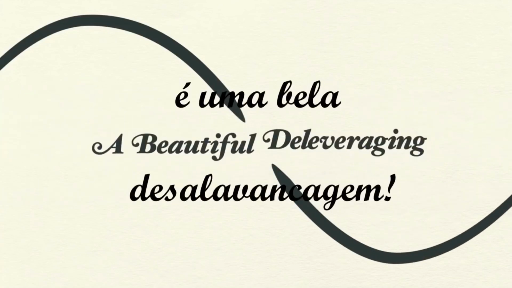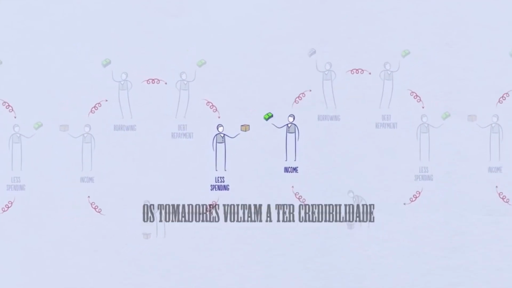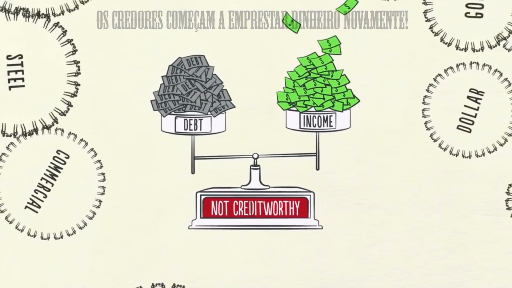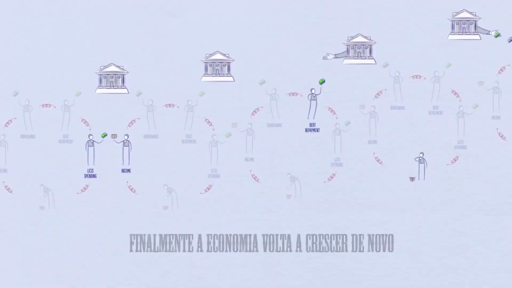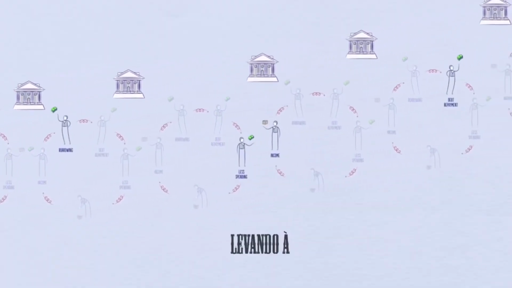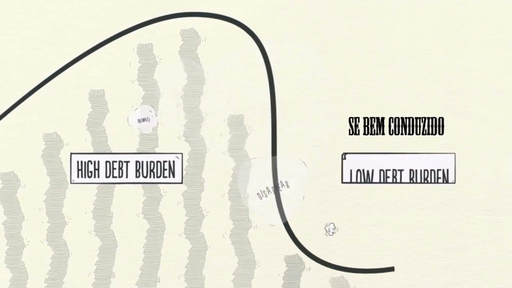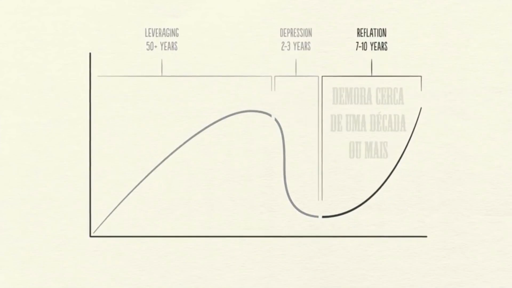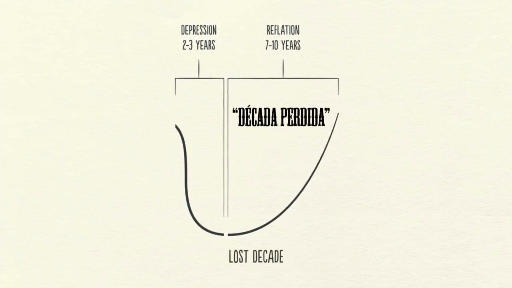That's a beautiful deleveraging. When incomes begin to rise, borrowers begin to appear more creditworthy. And when borrowers appear more creditworthy, lenders begin to lend money again. Debt burdens finally begin to fall. Able to borrow money, people can spend more. Eventually, the economy begins to grow again, leading to the reflation phase of the long-term debt cycle. Though the deleveraging process can be horrible if handled badly, if handled well, it will eventually fix the problem. It takes roughly a decade or more for debt burdens to fall and economic activity to get back to normal, hence the term lost decade.